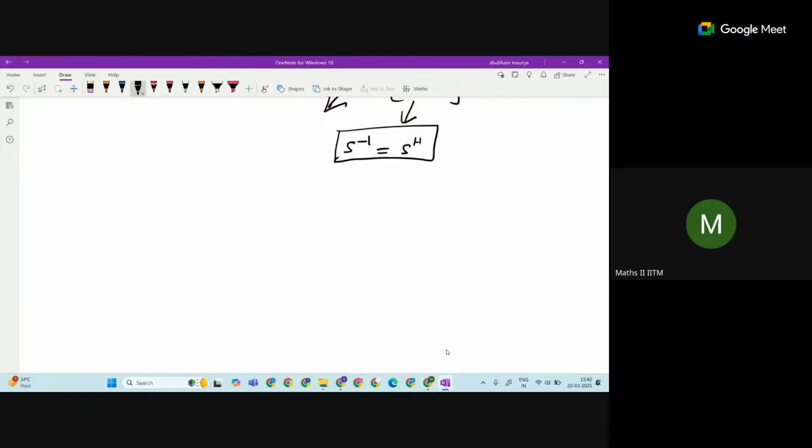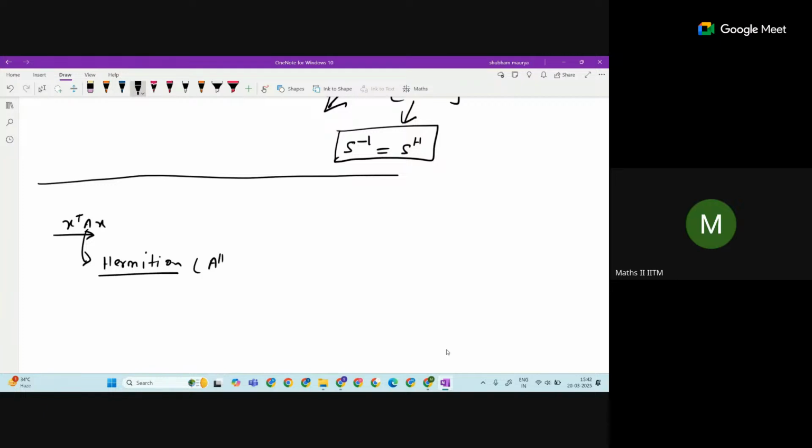So the main purpose of this particular lecture is studying this form, and this matrix is going to be a Hermitian matrix. This Hermitian matrix is nothing but, if you take the Hermitian, you will get the same matrix. This is the meaning of Hermitian.